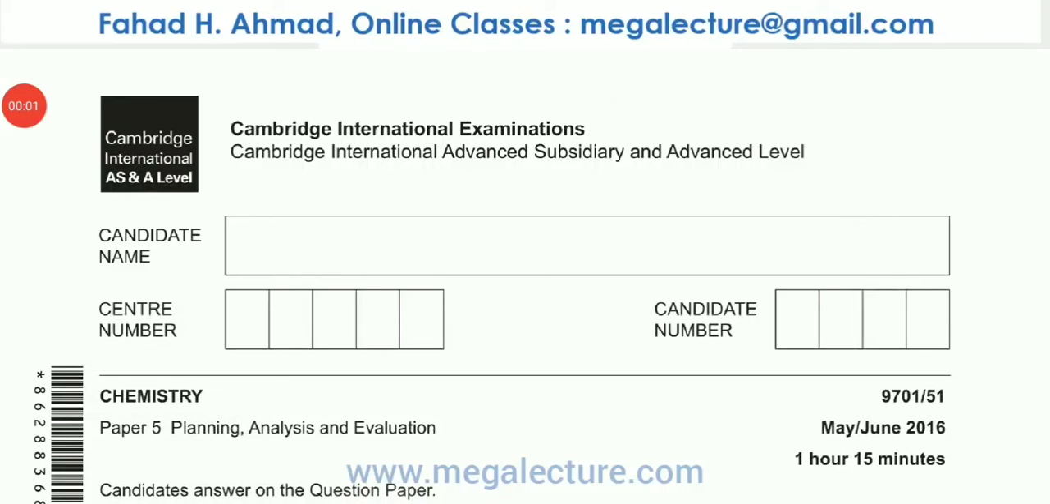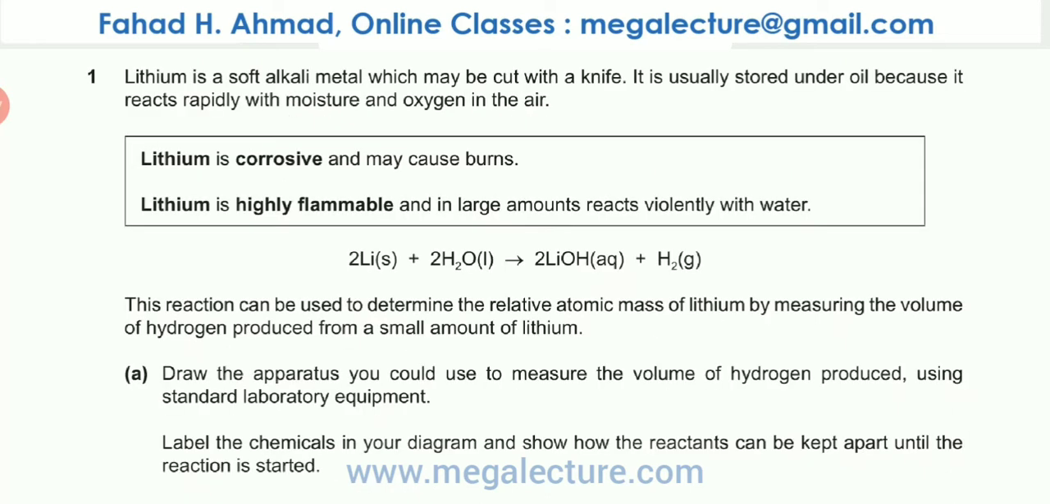In the following lecture, we're going to try and solve Chemistry P5, planning, analysis and evaluation. It's going to be a 9701/51 paper. It's Paper 5, May/June 2016. It's a 1 hour 15-minute paper. Now we're going to start with question number one.